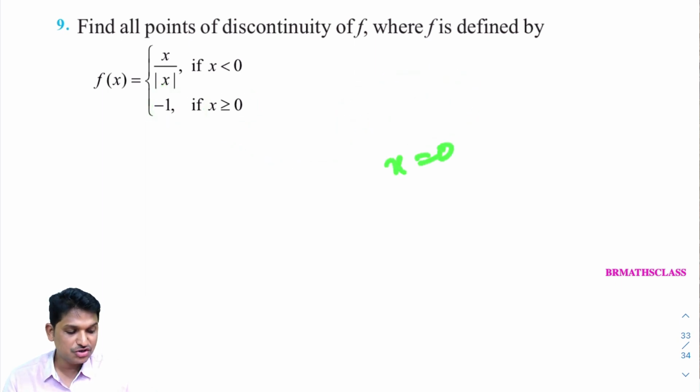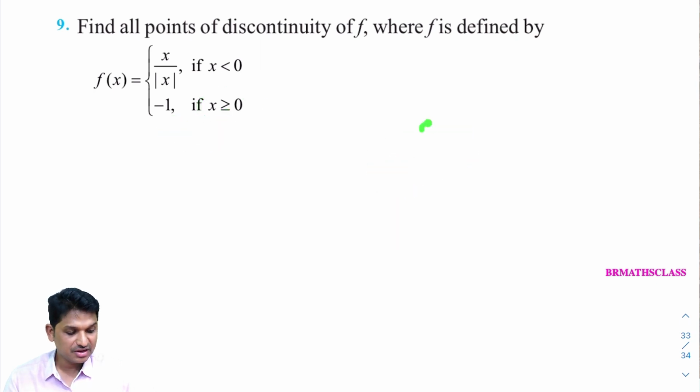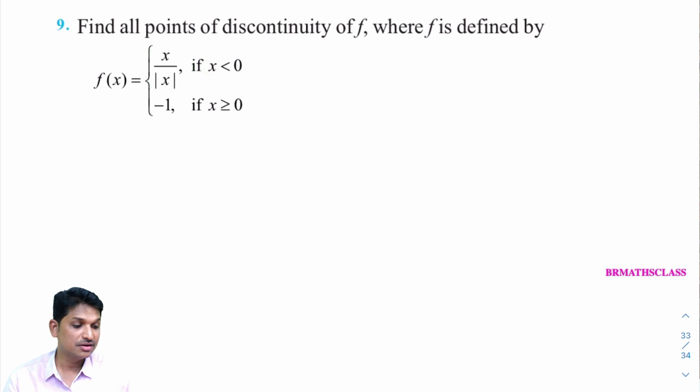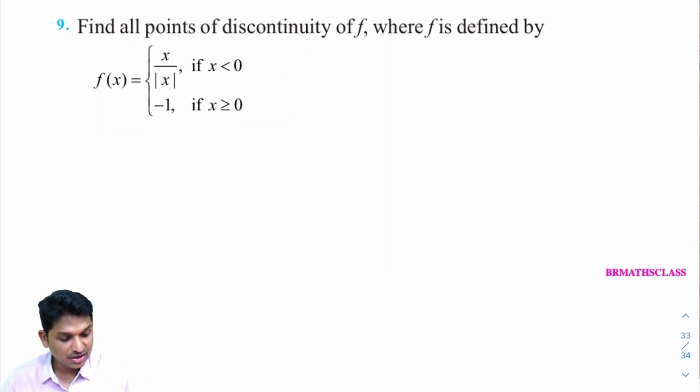Okay. x equal to 0 is there. When x equal to 0, you see here the equality symbol is there, so we choose the second function. Suppose x equal to minus 2 is there. Then which function do we choose? Minus 2 is less than 0, so we will choose the first function. So what I am trying to say is this function is defined for all real numbers. So the domain of this function is all real numbers.